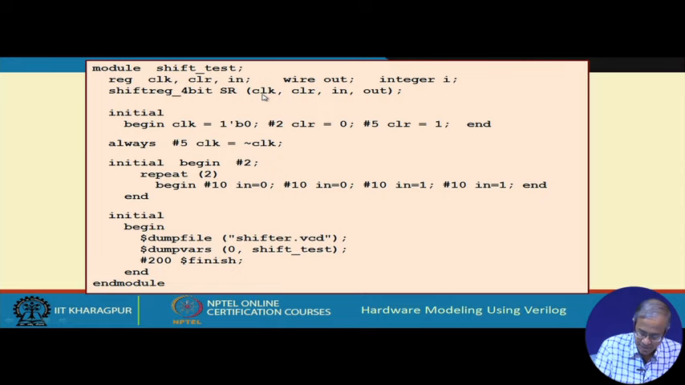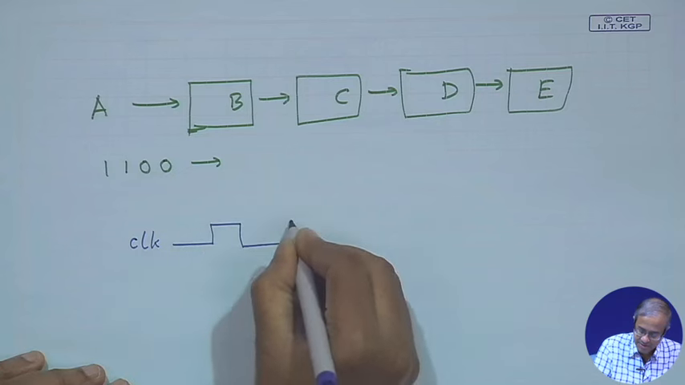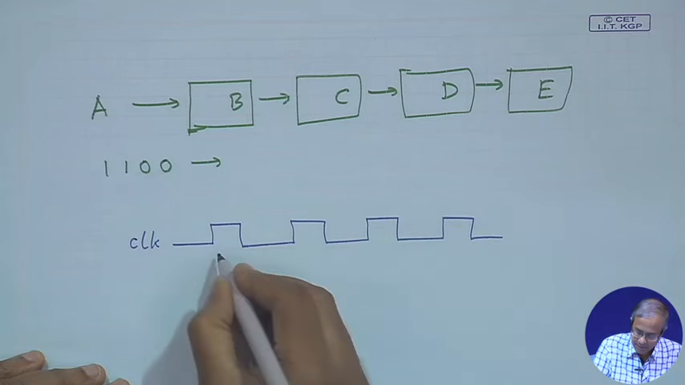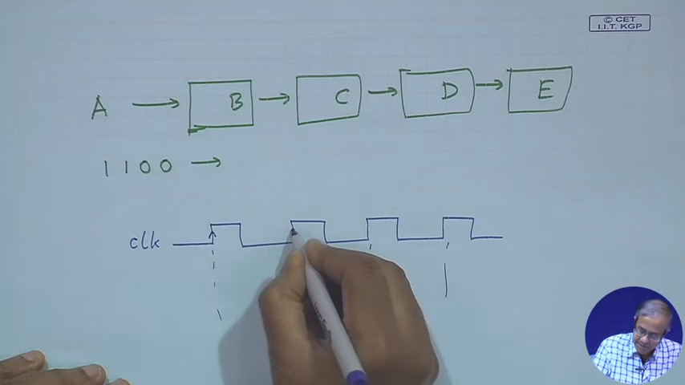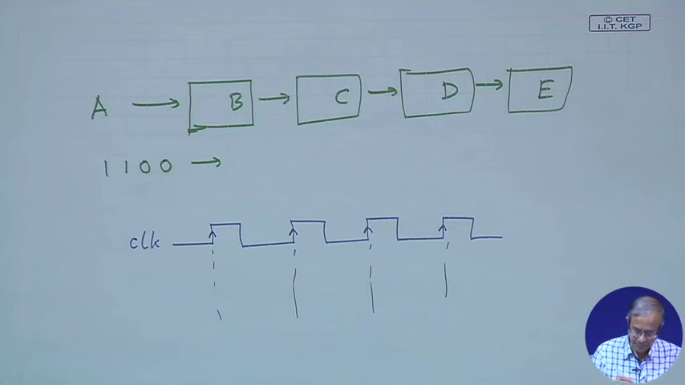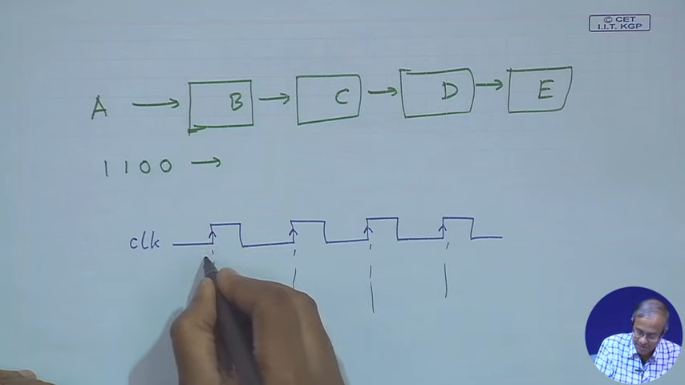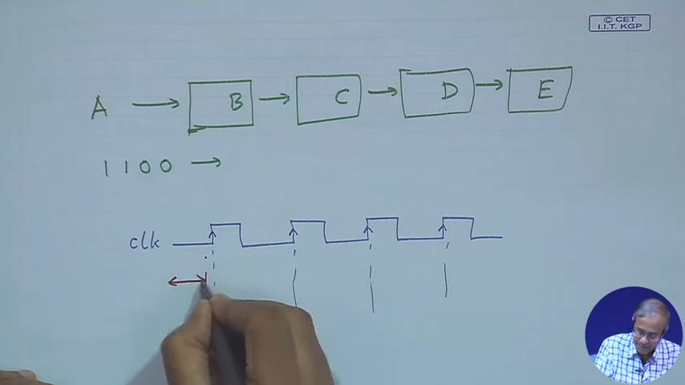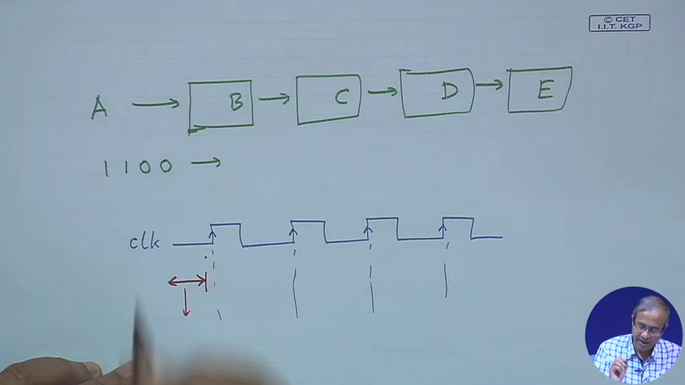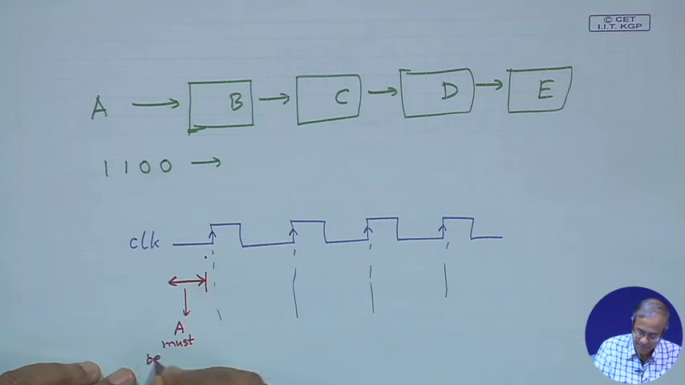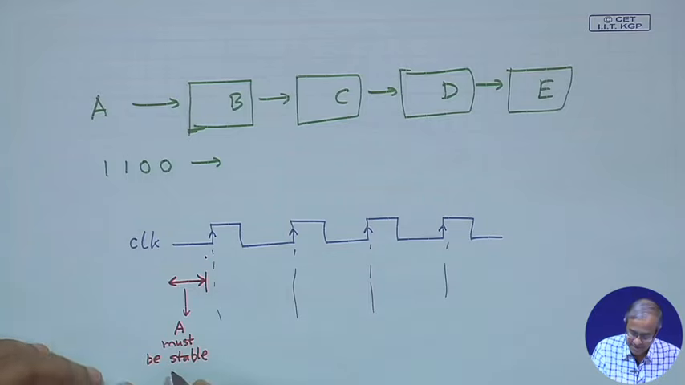Suppose my clock signal is coming like this. The shift register is supposed to be shifting at the positive edge of the clock. So, what I must ensure is that before the positive edge comes, my input must be stable. Here I have only one input, A, which must be stable.